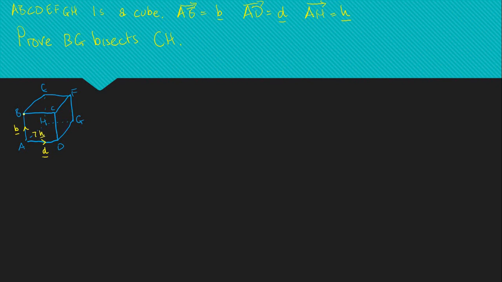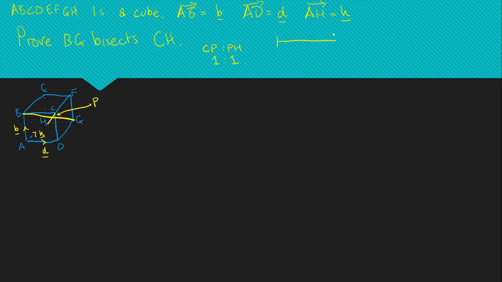And we're going to be proving that the line, the space diagonal going from B to G, will bisect the line going from C to H. Okay, now to do that we're going to need to invent a point where they meet, and I'm going to call that P. So if we're saying that BG bisects CH, we're saying that CP to PH must be in the ratio 1 to 1. Okay, they must be equal to each other.